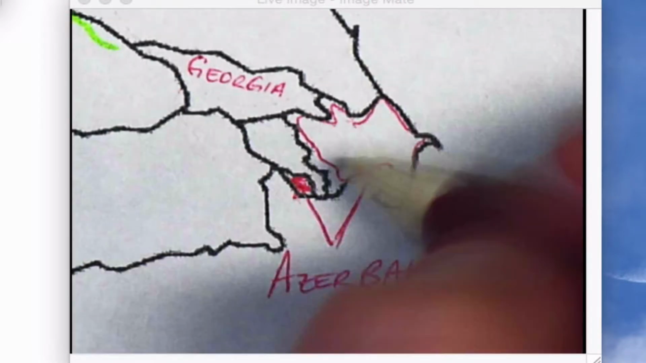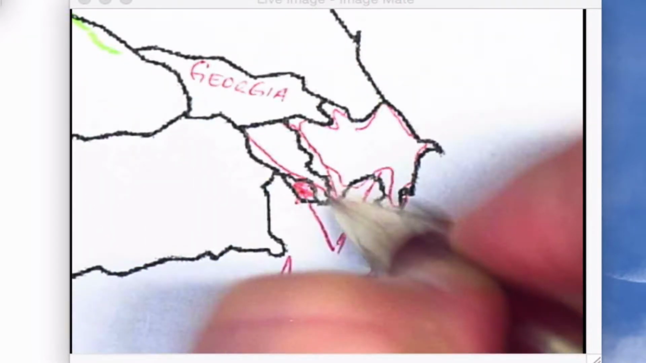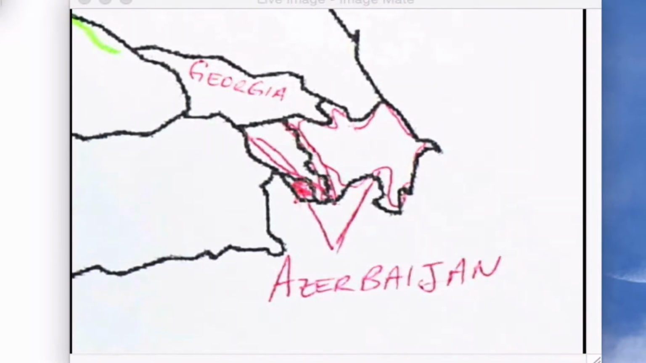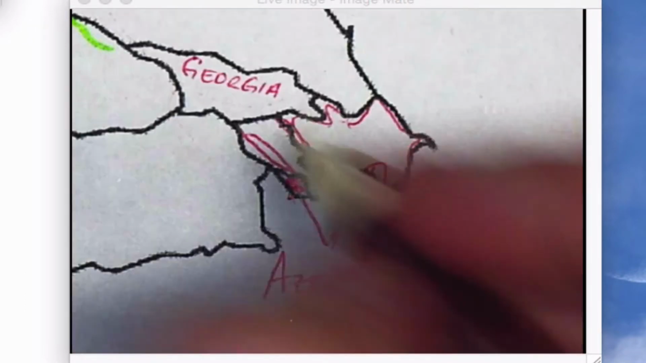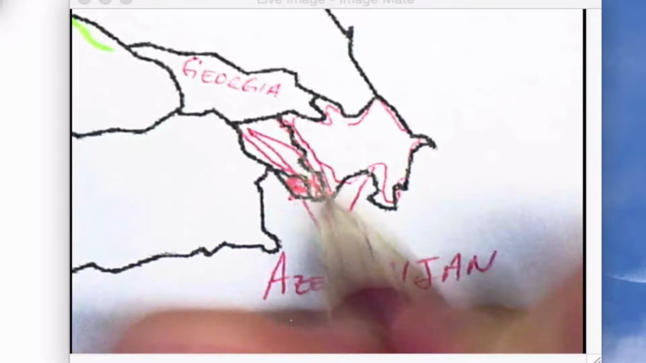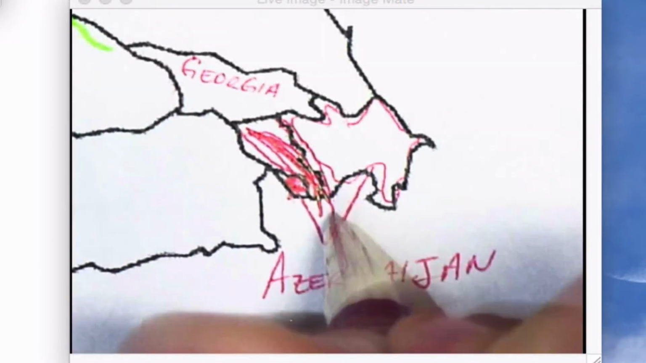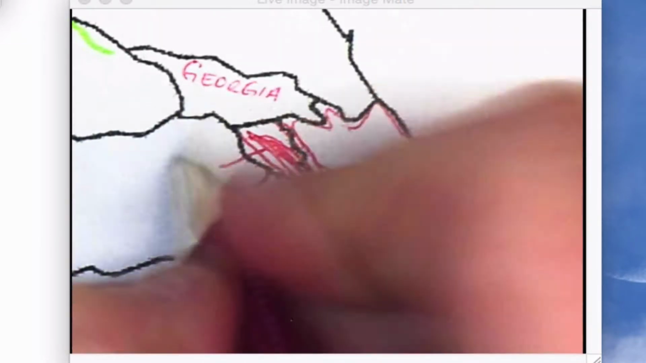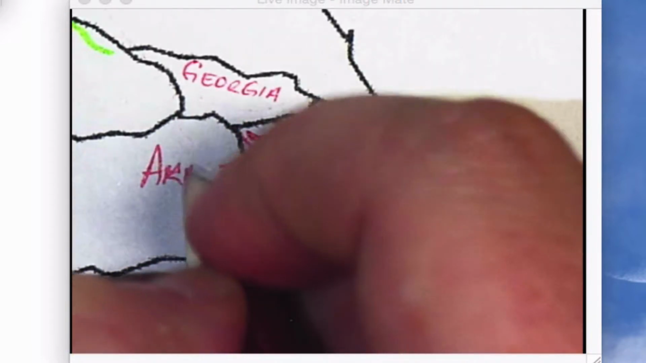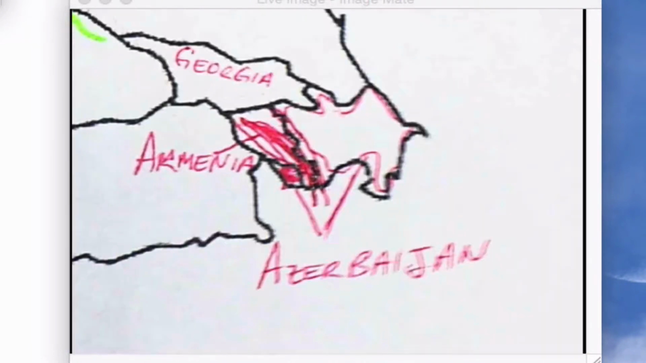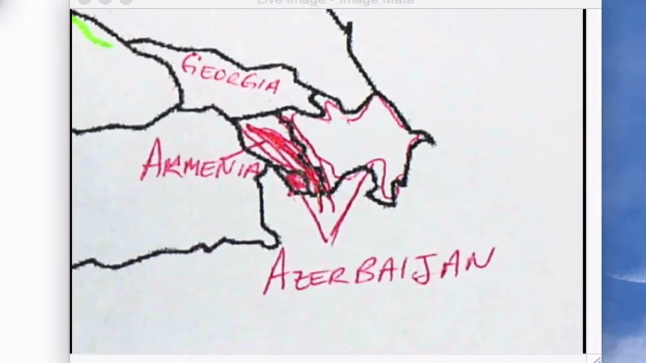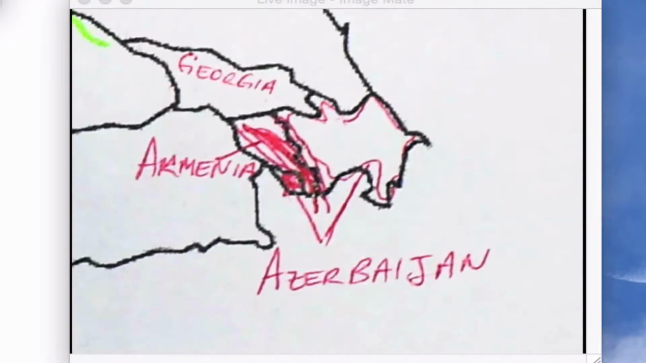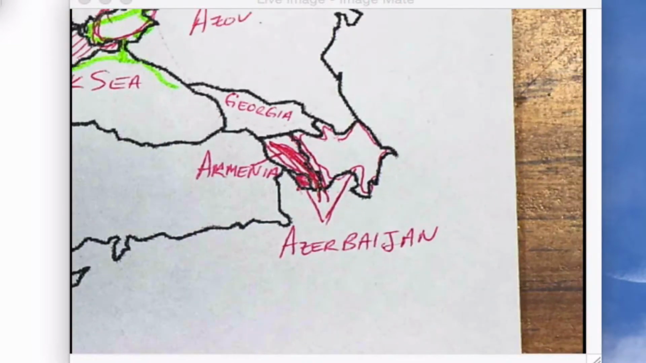Now, do you see how this looks like it's sticking down into and dividing Azerbaijan? It's like an arm reaching down into. This is reaching down into with its arm. So that is Armenia. Okay, we zoom back out a little bit.